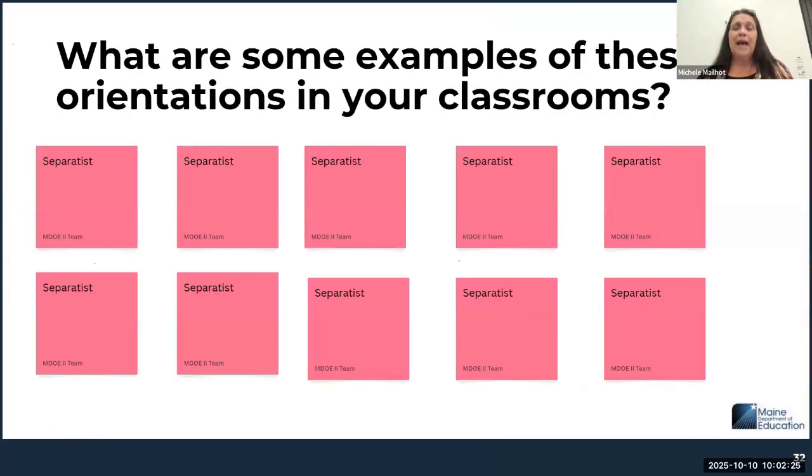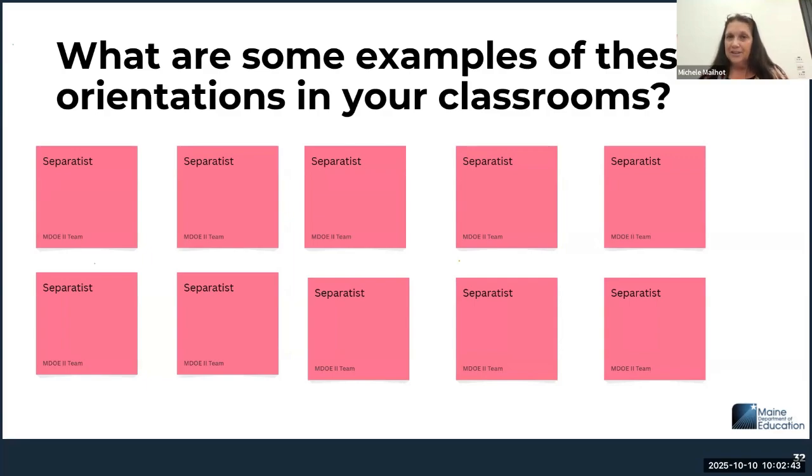So we're going to put you back in your breakout rooms, and you will see that there are several slides here with post-it notes. This first one is for the separatists. What are some examples of these orientations in your classroom?